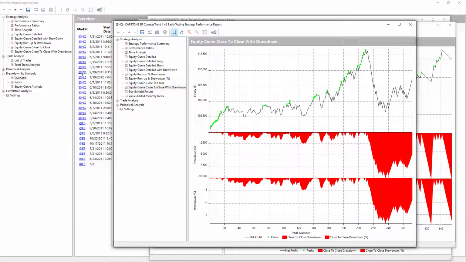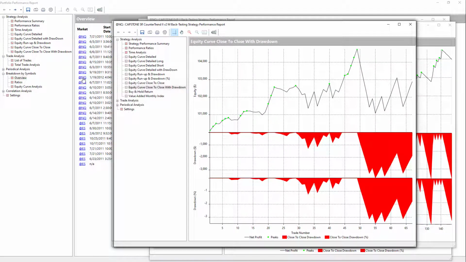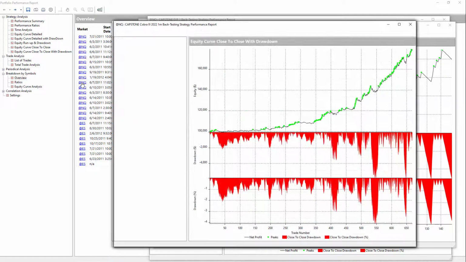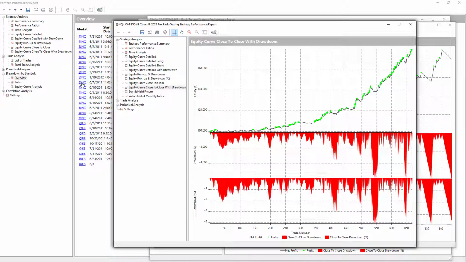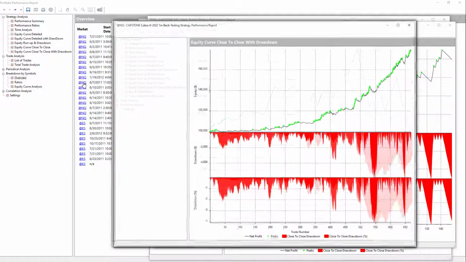This is SR Counter Trend 2 V2. The SR Counter Trend 2 V2 is not great. Once again, this is a low frequency strategy, so it doesn't match on number of trades. SR Counter Trend 2 V2M, low frequency, not great on the long side. This one is really good. Cobra 3 2022 1M, one of our top strategies. It made this worst case drawdown right here, or right at it, and then bounced right back.